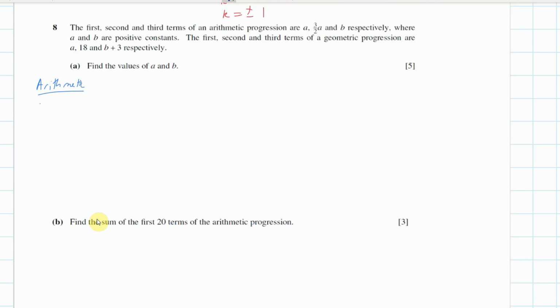We've got a, 3 over 2 a, and b. Now we can see that d in this case is 1/2 of a, because that's the difference, and therefore b is equal to 2a, right? Because the difference that we go from the first to the second term is we've got 1/2 extra a, and therefore to get to b we must have another half extra a, which means that b must be worth 2a. Okay, so that's fine. Let's have a look at the geometric.